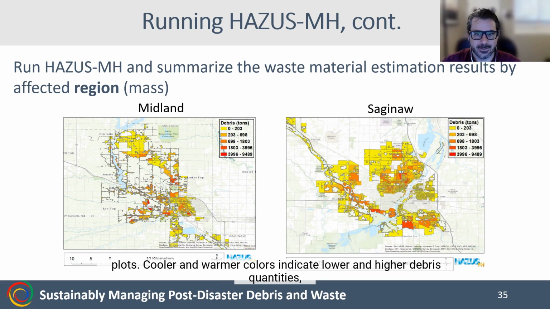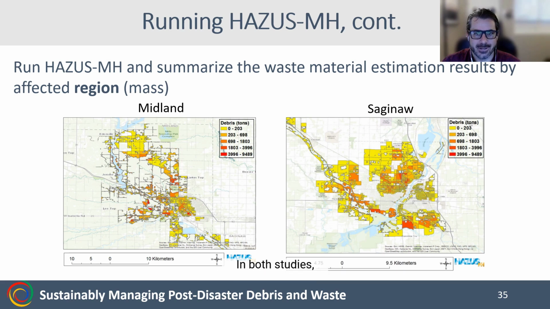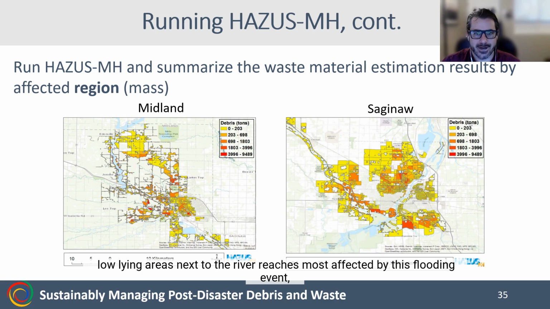In both plots, cooler and warmer colors indicate lower and higher debris quantities, respectively. In both cities, most of the highest material quantities are located in the dense, urban, low-lying areas next to the rivers most affected by this flooding event, as indicated by the red and orange areas overlying the smaller census blocks.